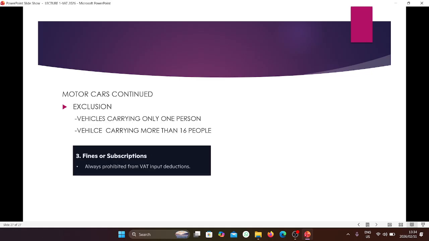The exception, though, is vehicles carrying more than one person, for example, a hearse, and vehicles carrying more than 16 people, for example, an airplane. An airplane, they will be in the business of transporting people, so therefore they can claim input VAT. Then fines or subscriptions, those ones are always prohibited from VAT input deductions, right?